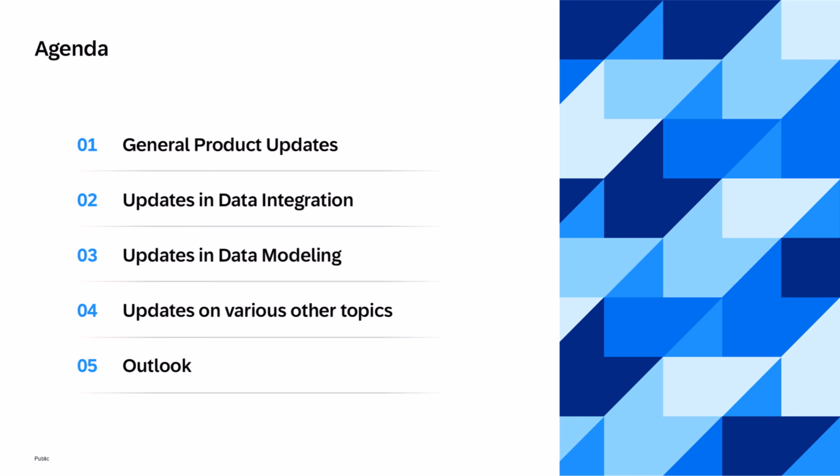We will be covering updates in all areas of the product. So starting with some general product updates, then looking into areas like data integration, modeling, cataloging, and various other areas where we enhanced or delivered new features. At the end, I will also give you an outlook on what to expect. So what we're basically planning to deliver in Q2 this year as new features and functions, as well as beyond Q2. Let's have a look at some general updates.